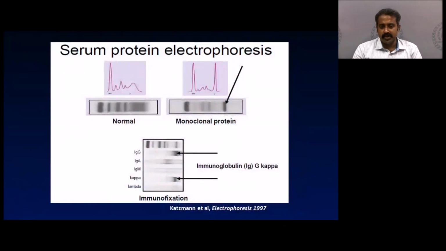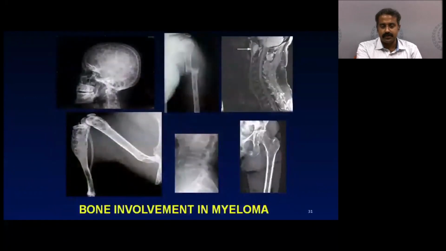This is the serum protein electrophoresis, which shows a characteristic M spike at the gamma region, which is called the monoclonal protein. And then the one below shows the immunofixation, which is showing an IgG band and the kappa. So this is an IgG kappa multiple myeloma. So these are the usual investigations done for multiple myeloma.